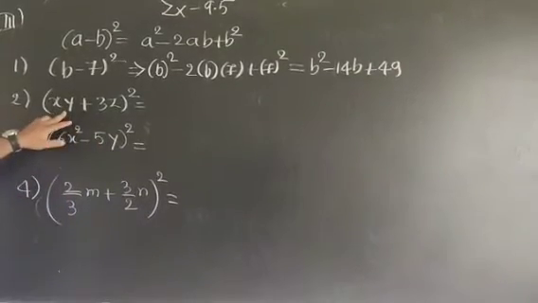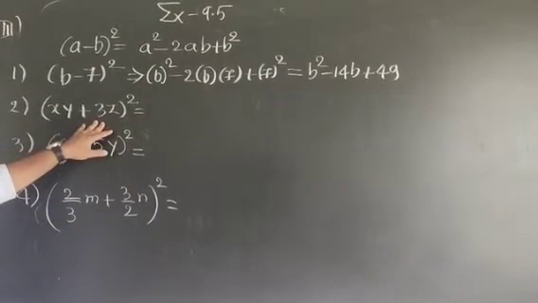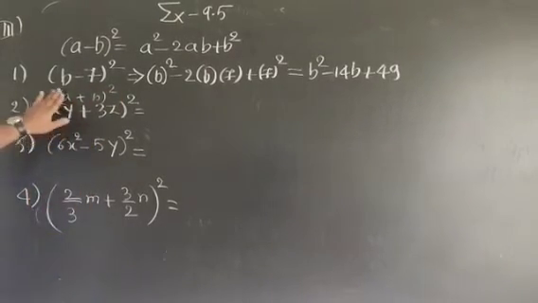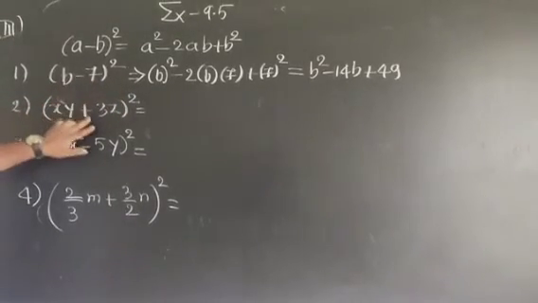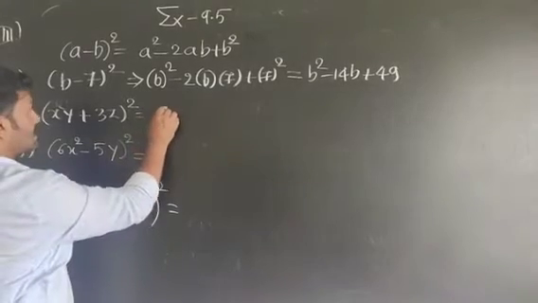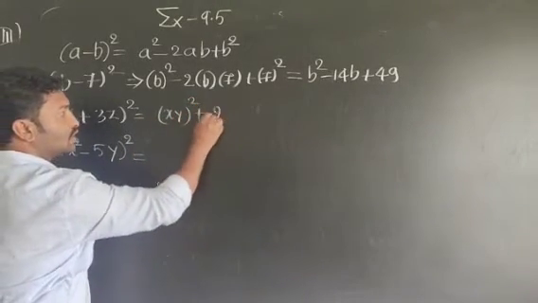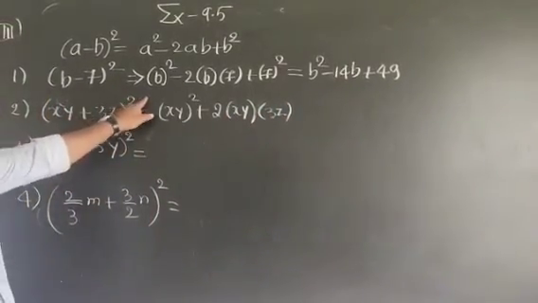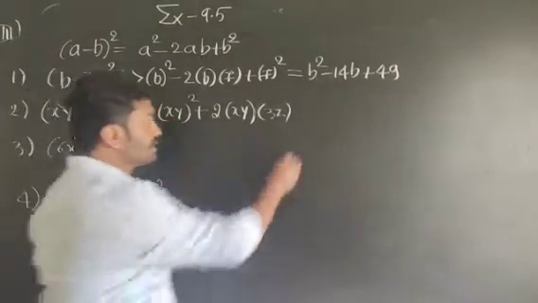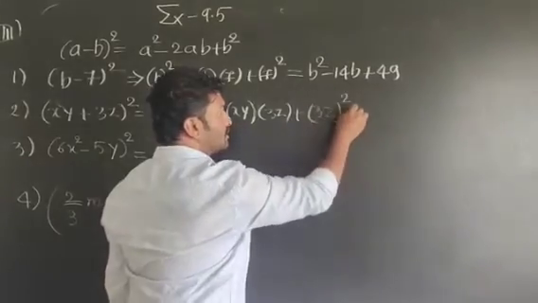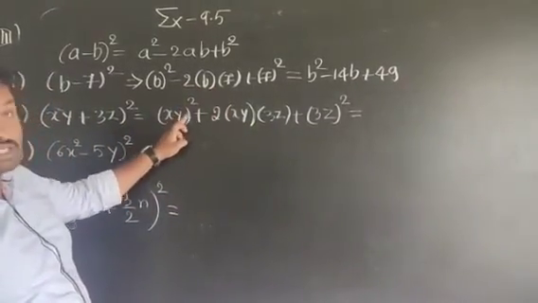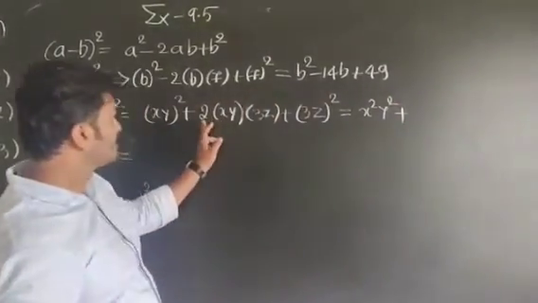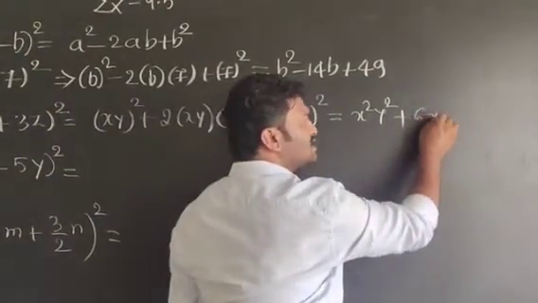And here this is based on the (a + b) whole square identity. a value is xy, and b value is 3z. a² + 2ab + b² equals, apply square for x and y both, x²y² plus, 2 × 3 is 6, 6xyz.